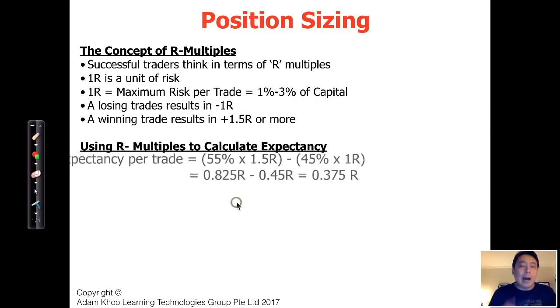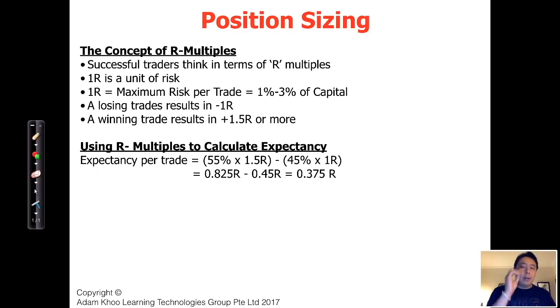So if you use R multiples to calculate your expectancy, here's how it looks, right? Same thing. Your expected profit per trade will be 55%, which is your win rate, multiplied by your average win, which is 1.5R, minus your percentage loss per trade, 45%, multiplied by 1R average loss. If you do the math, you get 0.375R per trade. So on average, every trade you make, you're going to make 0.375R. As long as it is a positive figure, your trading system has a positive expectancy in the markets.